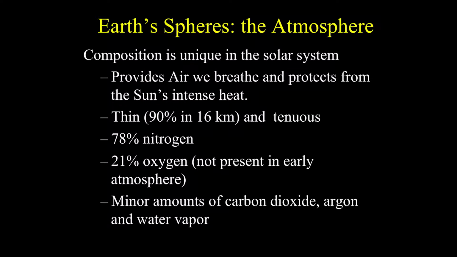The atmosphere is unique in the solar system. Why? Because it provides the air we breathe and protects us from the sun's intense heat. It is thin and tenuous. It is composed of 78% nitrogen, 21% oxygen, and minor amounts of carbon dioxide, argon, and water vapor. In other words, 2 gases, nitrogen and oxygen, represent 99% of the gases in the atmosphere.